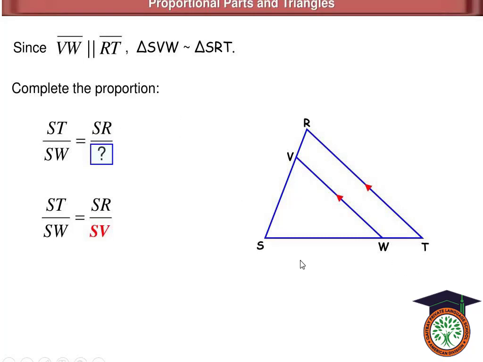ST, the long side, or the whole side, over SW equals, what is corresponding to ST here? Yes, sure, SR. So ST over SW, this is the first ratio, equals the second ratio, which is SR over, who can tell me over what? SV, excellent. SV. Here is the answer.